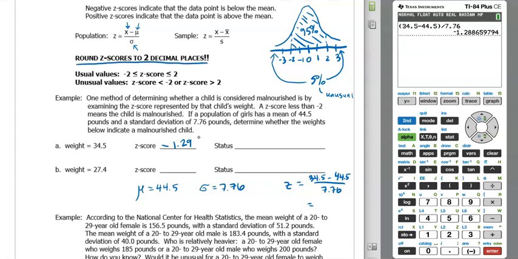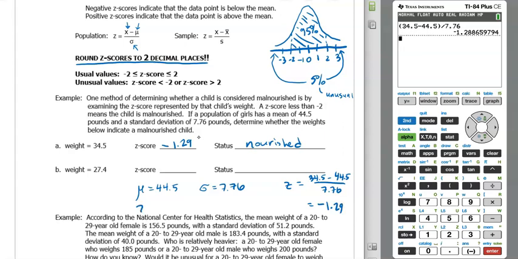That's mentioned here. And this z-score, it was supposed to be that the child would be considered malnourished if the z-score is less than negative 2. This z-score is greater than negative 2, so the child is not malnourished. The child is actually nourished. And then this weight is a bit lower. We're going to do the same calculation, but for a weight of 27.4. This z-score I meant to say was negative 1.29.